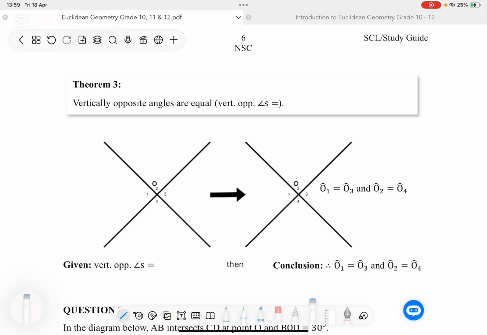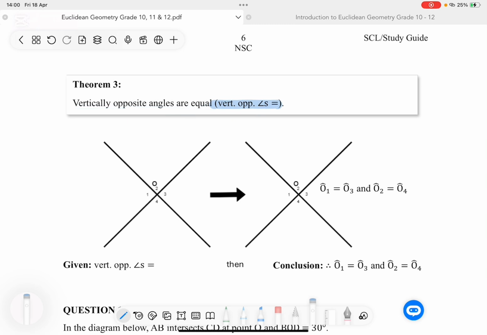Theorem 3 says that vertically opposite angles are equal. This theorem is very special in two ways. The first way in which it is special is that our short version of this theorem literally codes the whole of the theorem. Because we're saying here vertically opposite angles are equal, which is exactly the whole statement here.